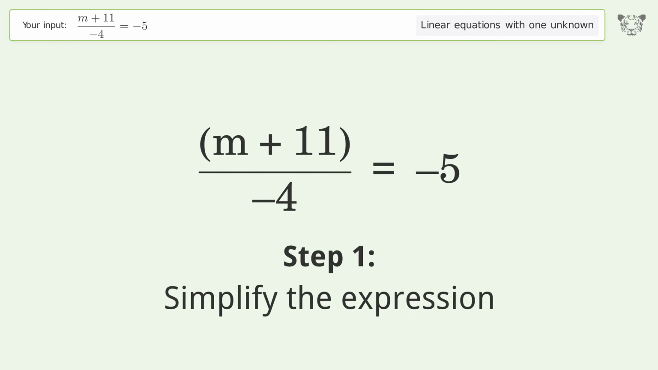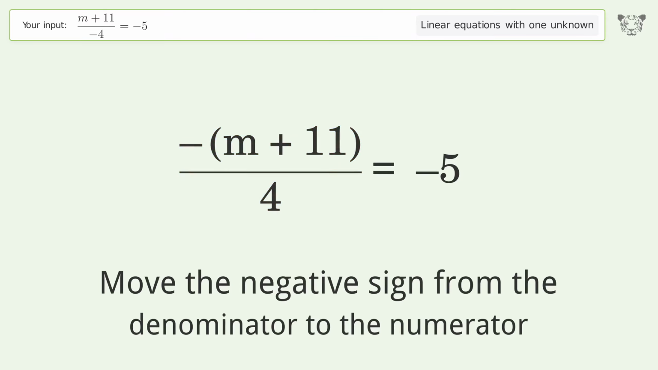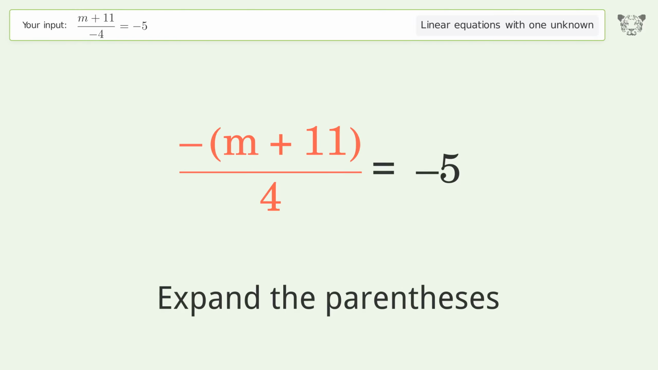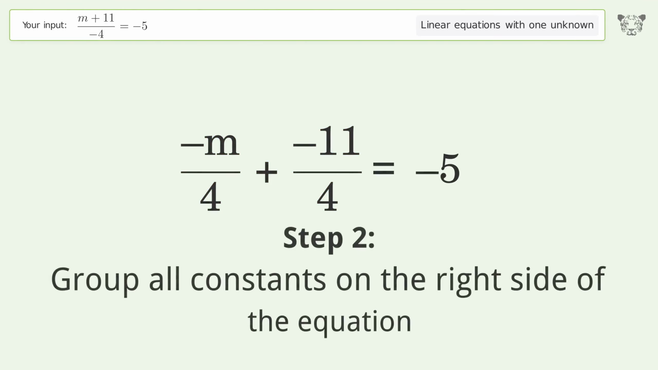Simplify the expression. Move the negative sign from the denominator to the numerator. Expand the parentheses. Break up the fraction. Group all constants on the right side of the equation.